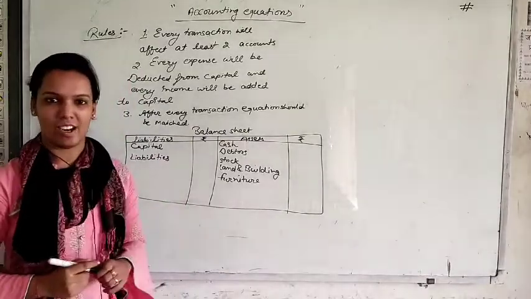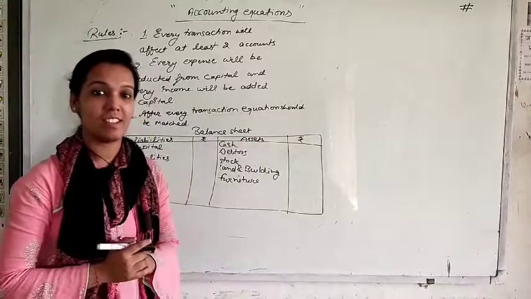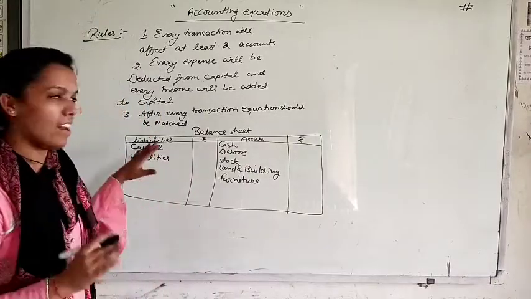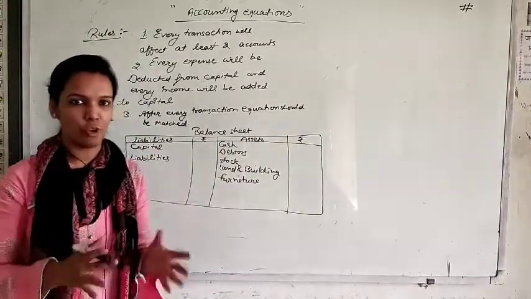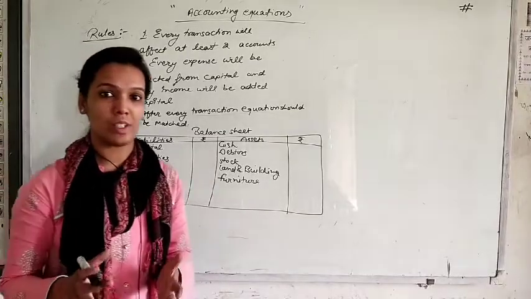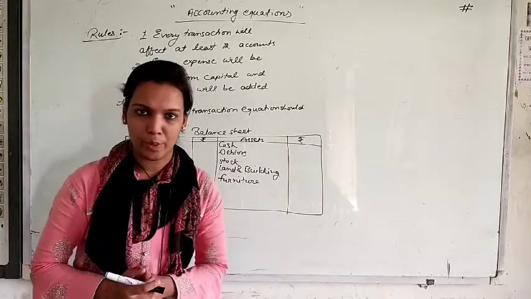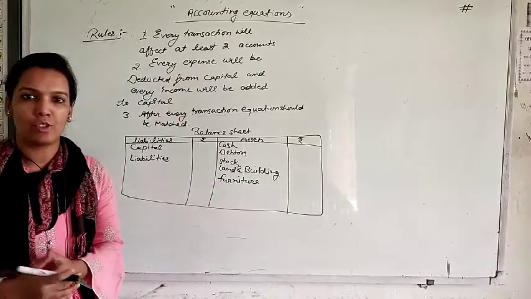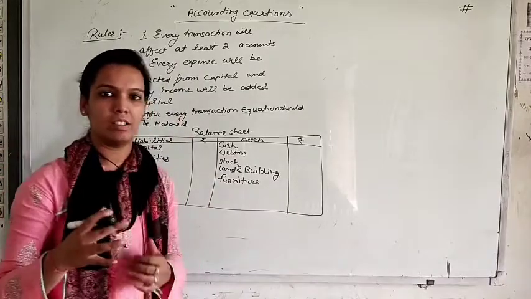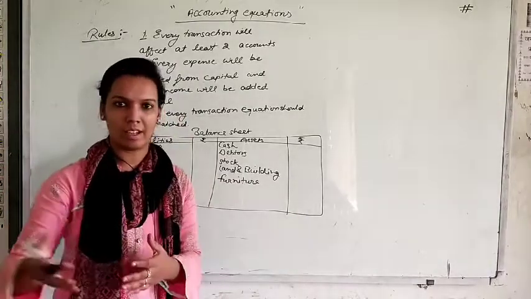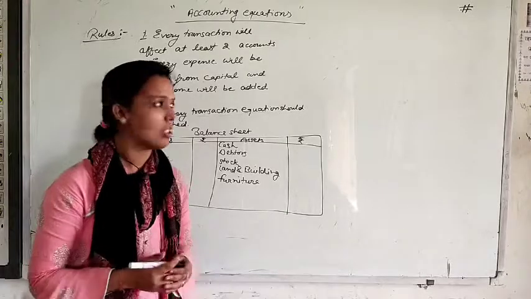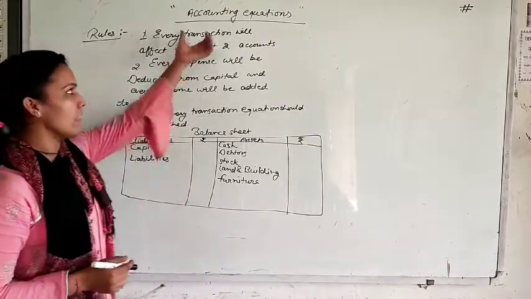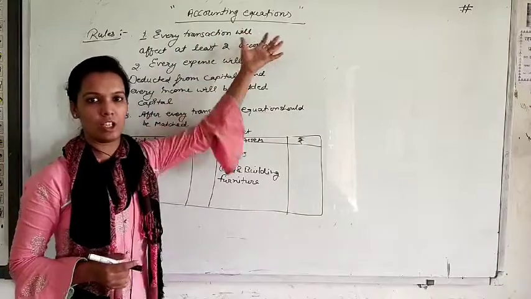Today we are going to start chapter number 6, that is accounting equation. Till last videos we have completed 4 chapters, and after 4 chapters I have given you one test paper also. I hope you all have solved that test paper, and chapter number 5 we will study later in these videos. Now we are going to start chapter number 6, accounting equations.